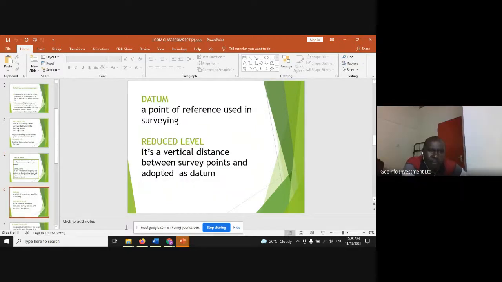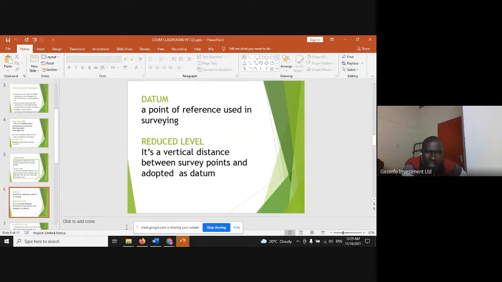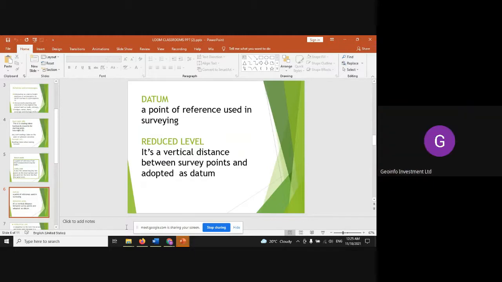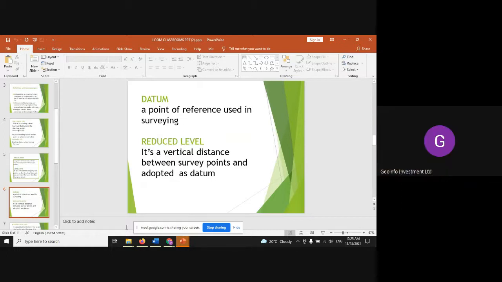We have also what we call reduced level. We say reduced level is a vertical distance between survey points adopted as a datum. So this one is adopted as a datum, because after getting the final reduced level, we address it as a datum.